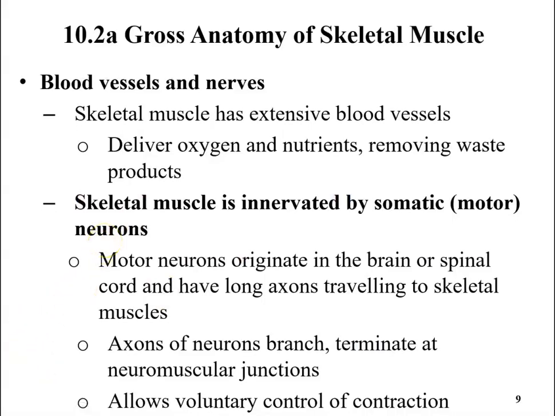Okay, blood vessels and nerves. Skeletal muscle has extensive blood vessels to deliver oxygen and nutrients, as well as remove waste products. And then skeletal muscle is going to be innervated by motor neurons. Motor meaning to move. And that makes sense, right? The neurons that innervate skeletal muscle or innervate movement are called motor neurons. These originate in the brain or the spinal cord and have long axons traveling to skeletal muscles. The axons of the neurons then branch and terminate at neuromuscular junctions, and this allows voluntary control of contraction. And I'll show you what I mean in a second.